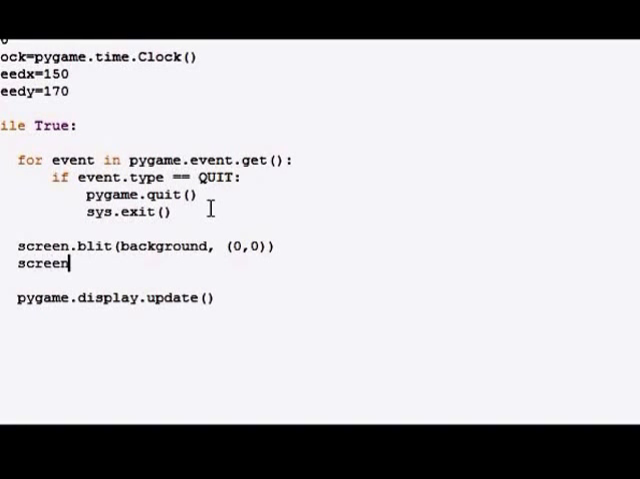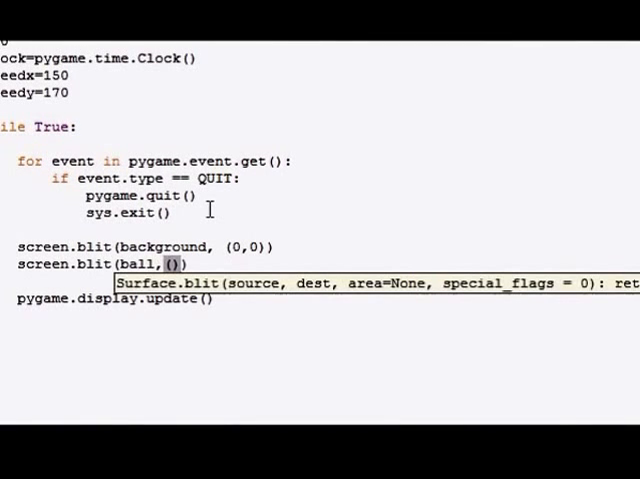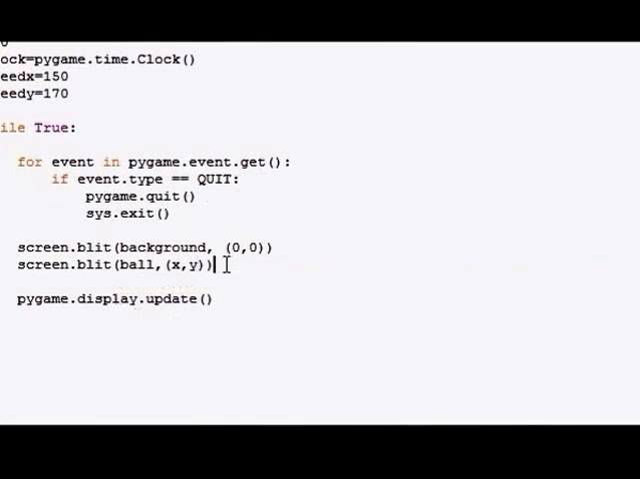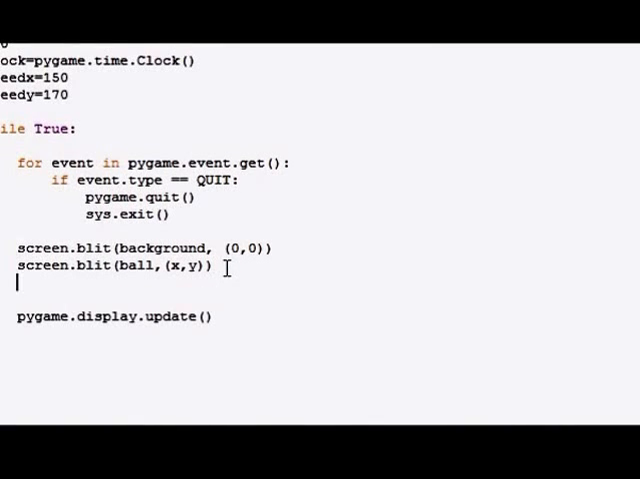So let's go ahead and type screen.blit ball, and instead of coordinates such as numbers, we want to give it x and y, because this ball is going to be moving around, so we want to give it dynamic coordinates so the coordinates will change. So after this, we can begin working with our clock.